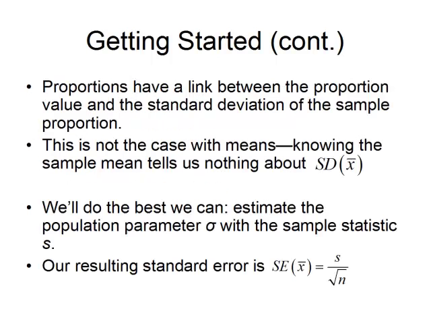Well, that's a problem. Proportions have a link between the proportion value and the standard deviation of the sample proportion. This is not the case with means. Knowing the sample mean tells us nothing about the standard deviation. We'll do the best we can, estimate the population parameter sigma with the sample statistic s. Our resulting standard error is s over radical n.